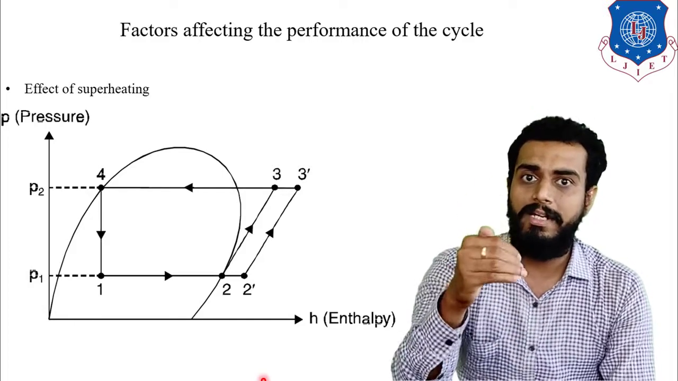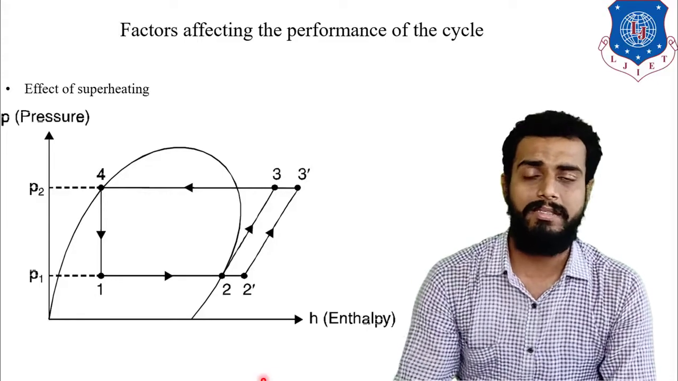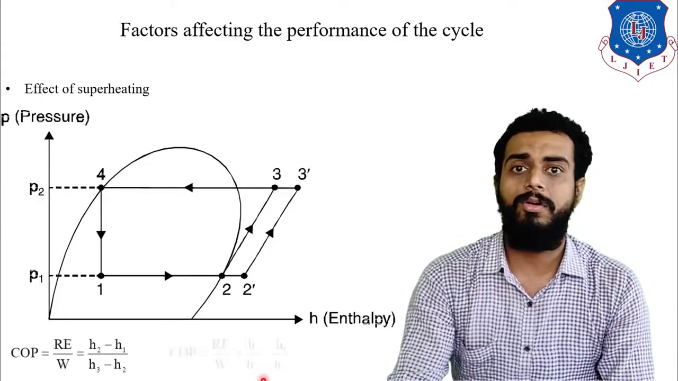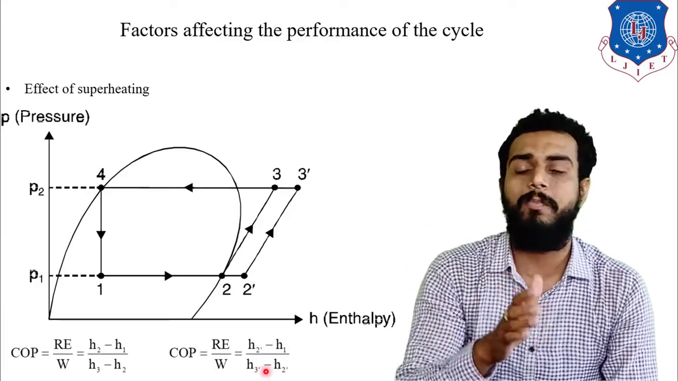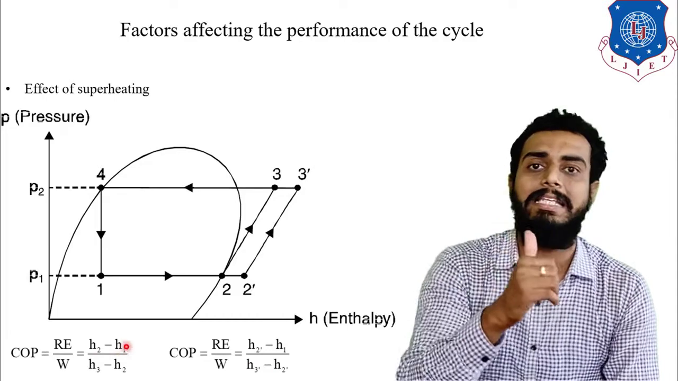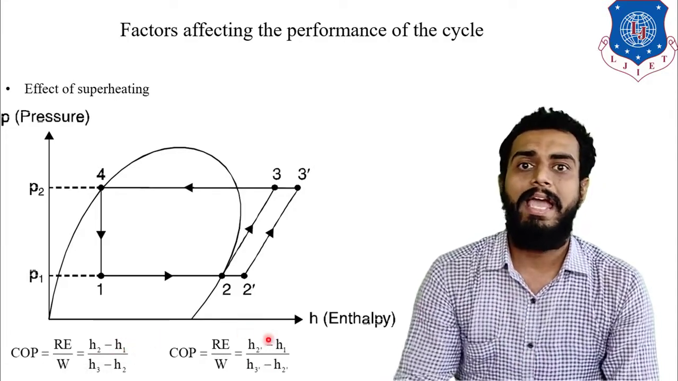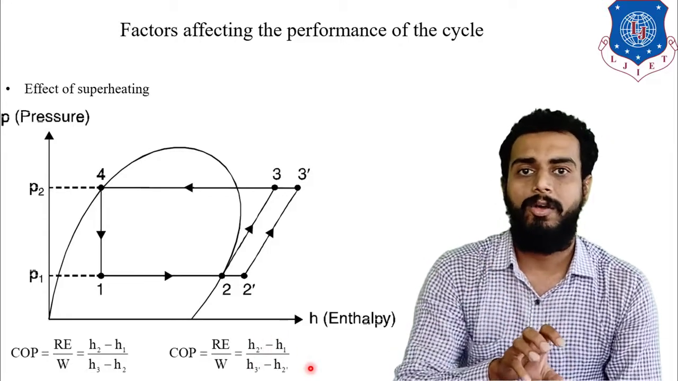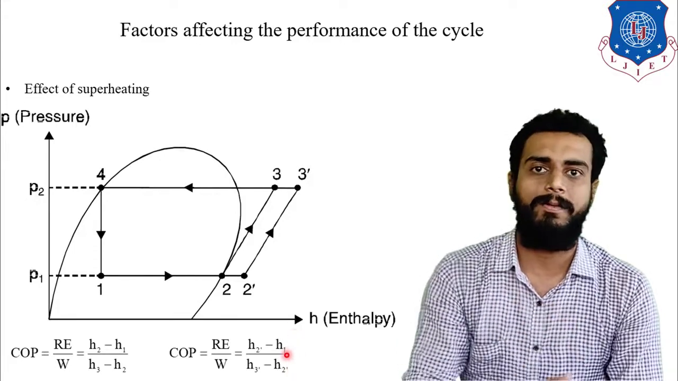Okay, so here the numerator is increasing, and simultaneously the denominator will also increase, and as a result your COP will increase. So here you can see for the former cycle the COP is equal to H2 minus H1 divided by H3 minus H2, and for the later cycle the COP is equal to H2 dash minus H1 in the numerator, and H3 dash minus H2 dash in the denominator.